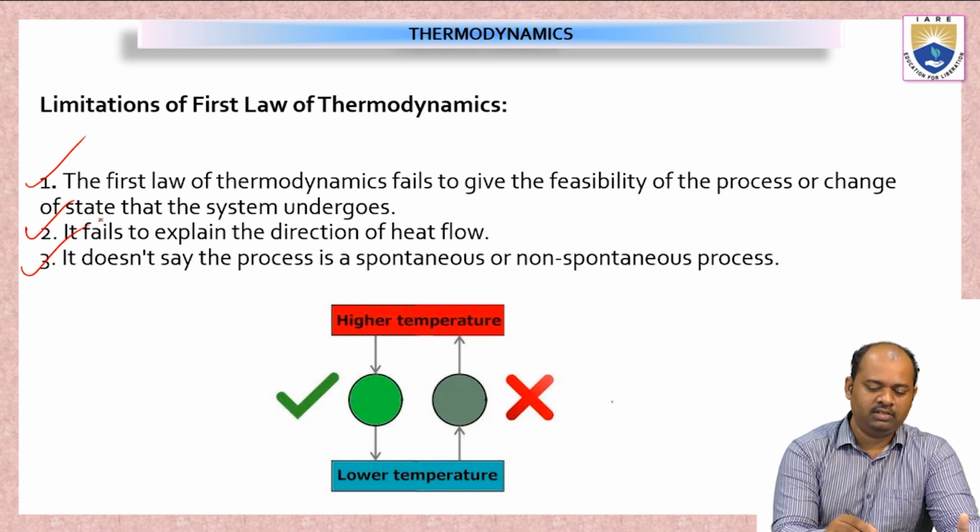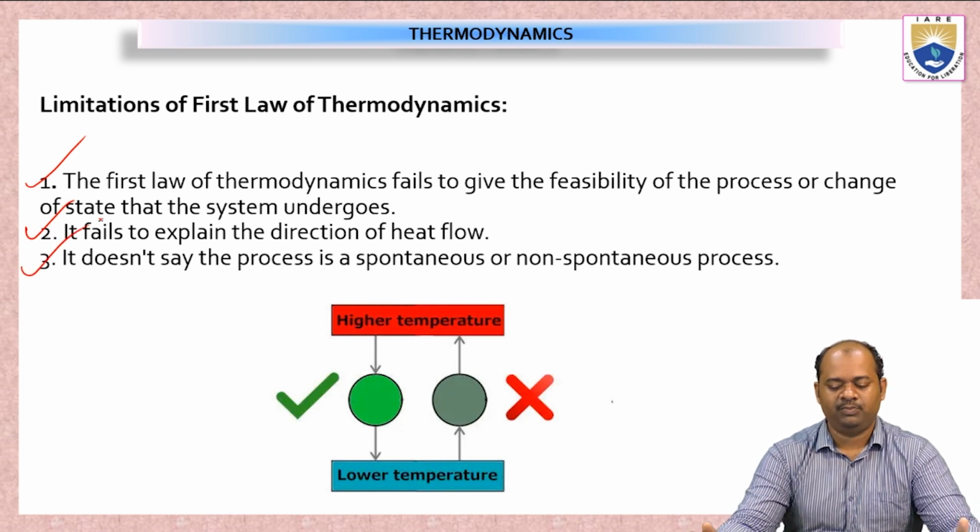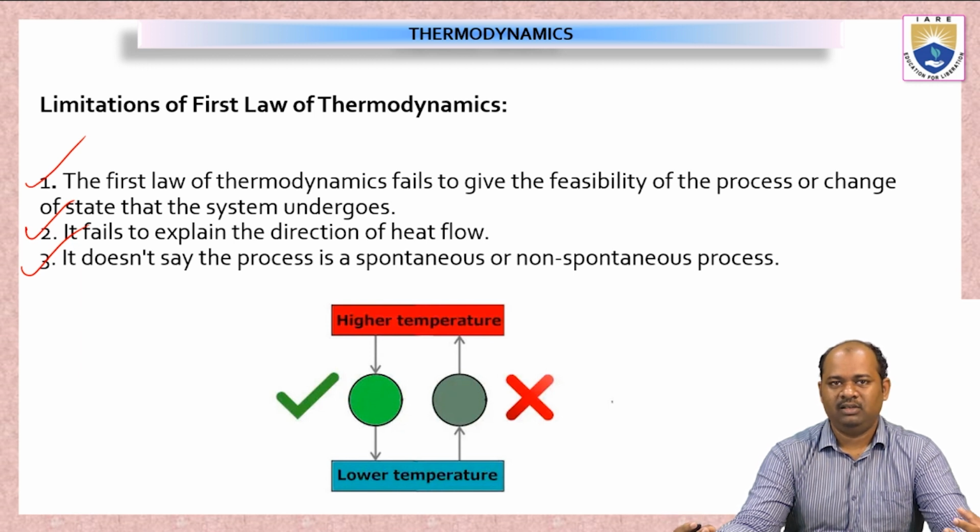And the third one is that it does not say whether the process is spontaneous or non-spontaneous. Whether a process is happening spontaneously or non-spontaneously, we cannot understand based on the first law of thermodynamics. So these are the limitations of the first law of thermodynamics.